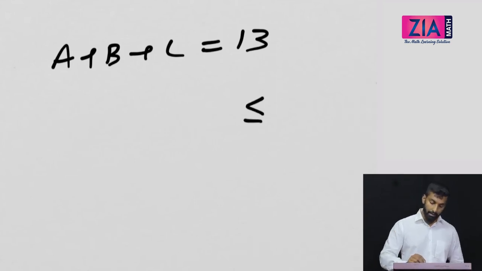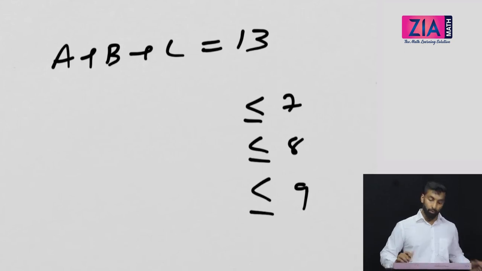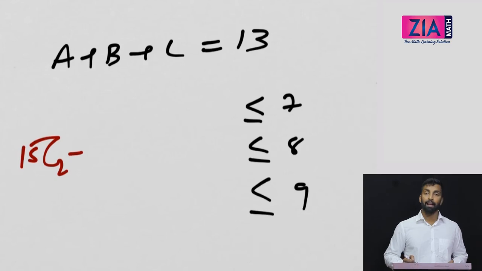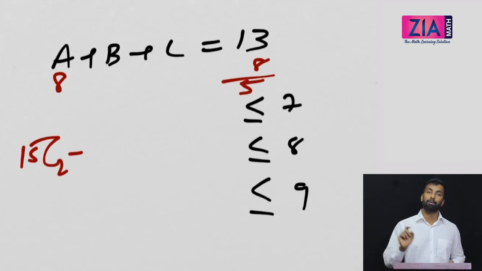A should not get more than 7. B should not get more than 8. C should not get more than 9, right? So what you need to do is, you need to first see the total 15C2 minus how many ways A violates, how many ways B violates, how many ways C violates. How to find the violation of A? You put this as 8. Then how much is left out? 5. That you can distribute in any way, right?